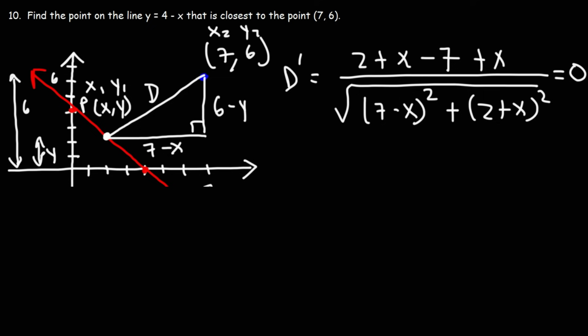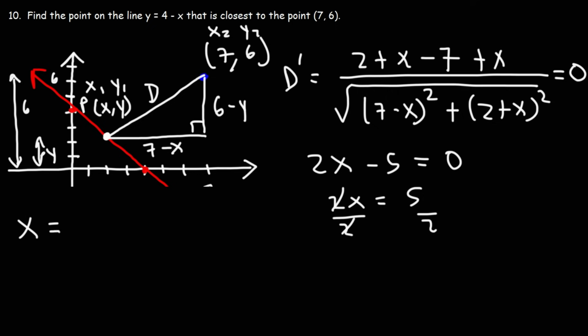Now, because we have a fraction, if the numerator of the fraction is 0, the value of the entire fraction is 0. So technically, all we need to do is set the numerator to 0. So here we have x plus x, which is 2x. And then 2 minus 7, that's -5. That's going to be equal to 0. Add 5 to both sides, we have 2x equals 5. Dividing both sides by 2, we have our x value, which is 5/2, or 2.5.